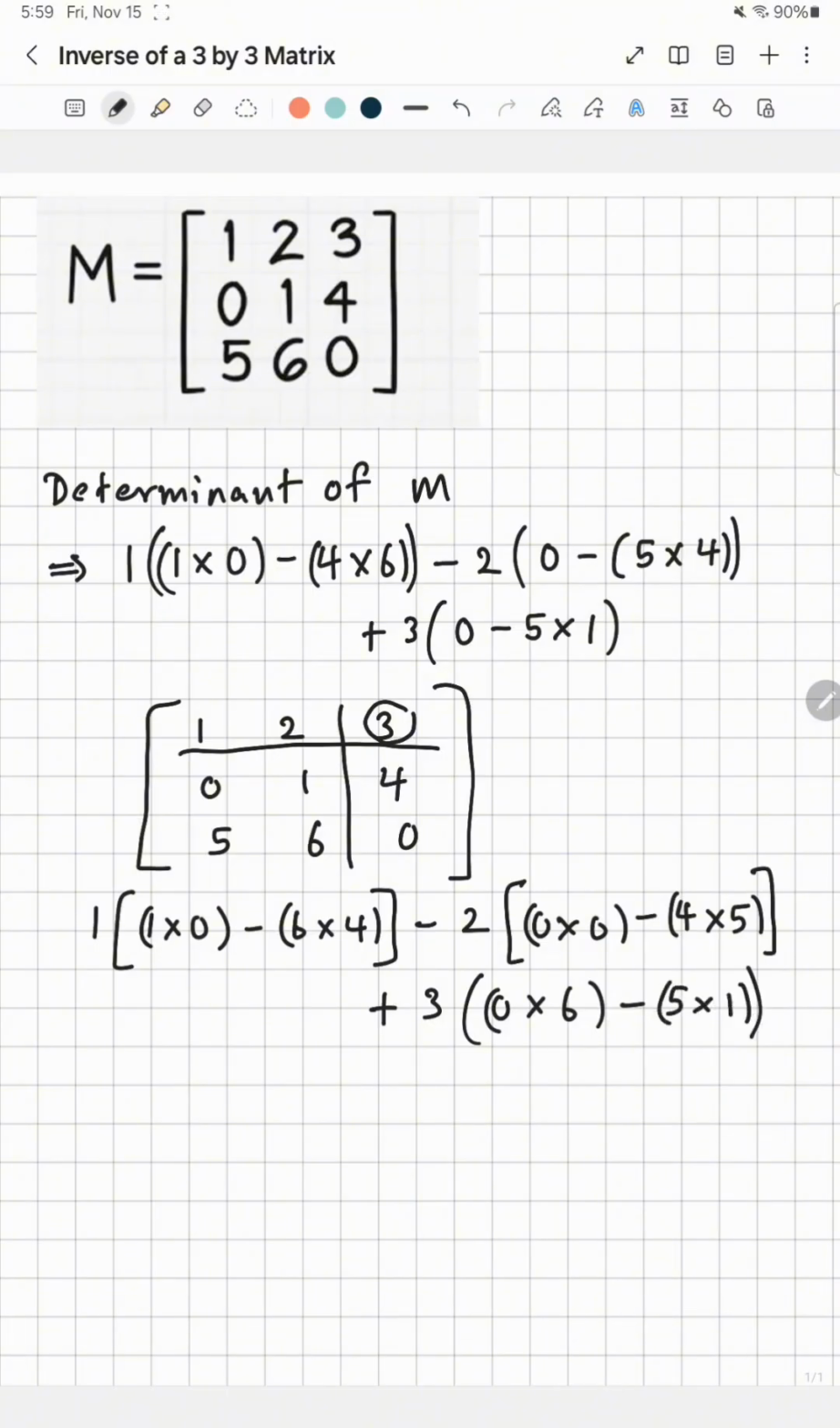So what you should do is cross the first row and the first column, first row and the second column, first row and the third column. And then you'll get it. And you should do it in this order.